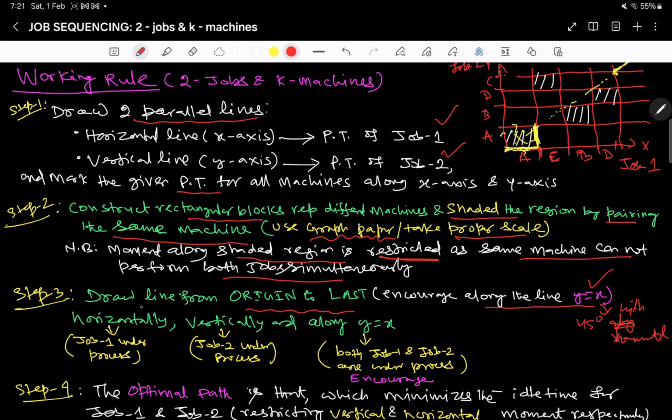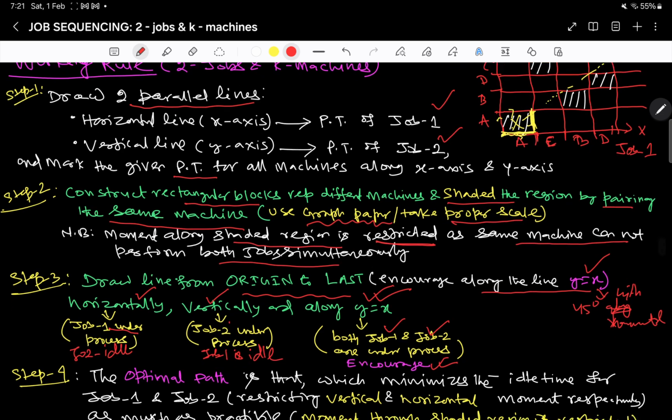While we draw the lines, we allow the horizontal movement, we allow the vertical movement, we allow the movement along the x-axis, but it is being preferred. Horizontal movement means job 1 is under process, but job 2 is idle. And here job 2 is under process, job 1 is idle. Now here both job 1 and job 2 are in process, so we encourage it.